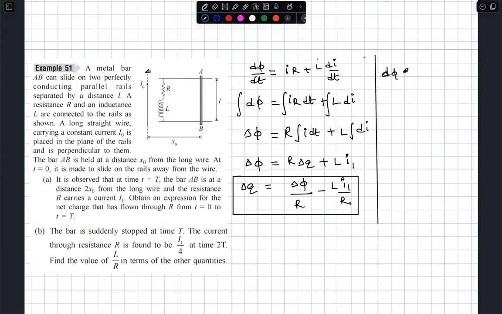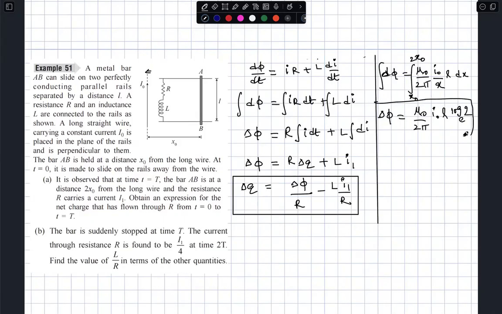I was just trying to do the same previously. d phi equals mu naught by 2 pi, I naught by x, L dx. Now you apply the limits. So the change in flux is mu naught by 2 pi I naught L times the integral with limits from x naught to 2x naught, which is natural logarithm of 2. This I have. Let this be equation 2. Let the earlier one be equation 1.